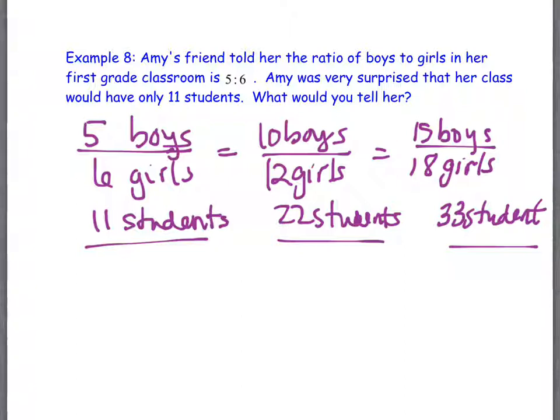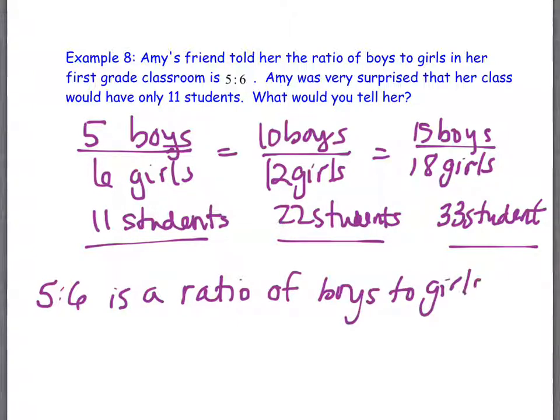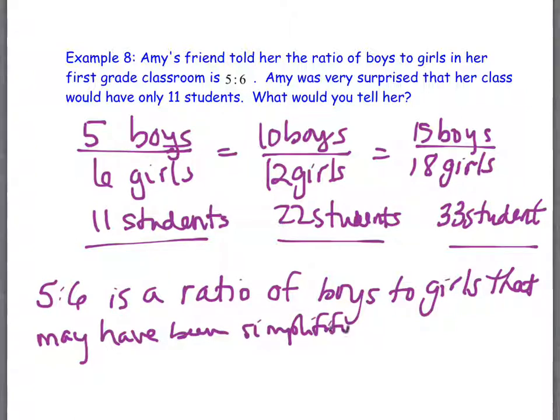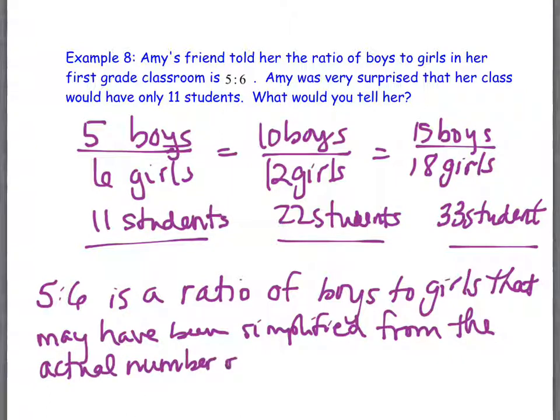It's a simplified version. Okay, so the 5 to 6 is a ratio of boys to girls that may, or you could say could or would or should, or I don't care what you use, but it may have been simplified from the actual number of boys compared to girls.